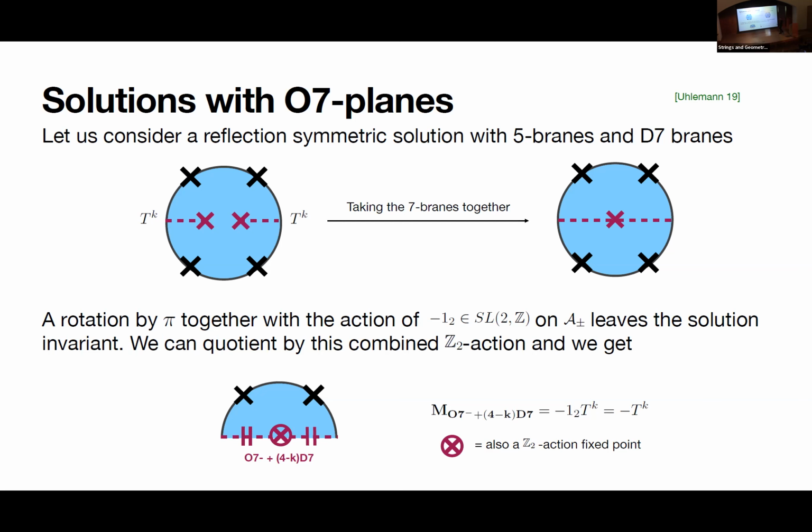And if you do this, what you generate is a Z2 fixed point. Moreover, in this case, you generate an O7 minus at the center of the solution. And these two branch cuts on the left and the right are identified. So what you generate is really a sort of cone, by identifying these two sides of this semi disk. Okay, this is how you generate the O7 minus plane.